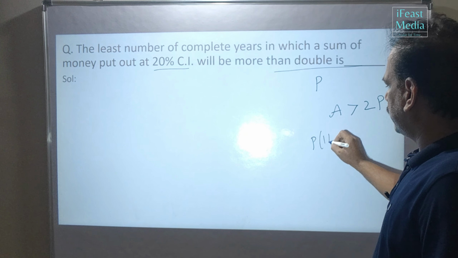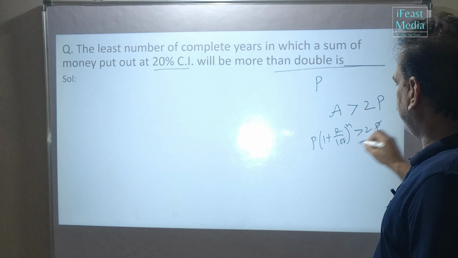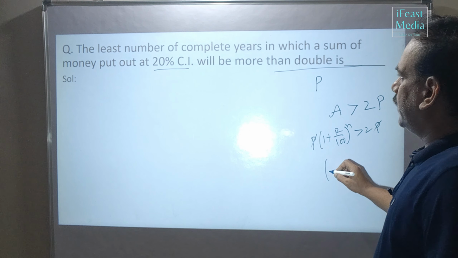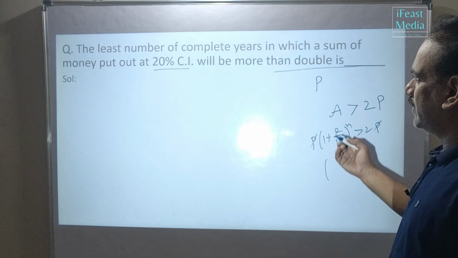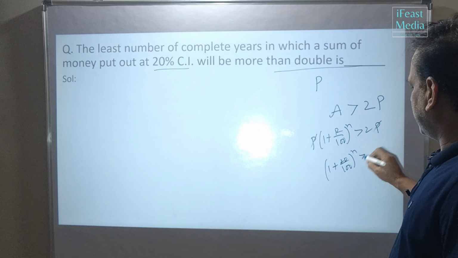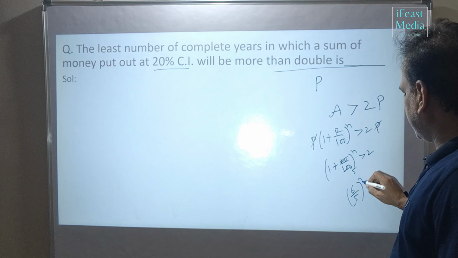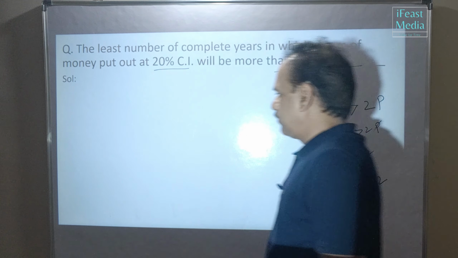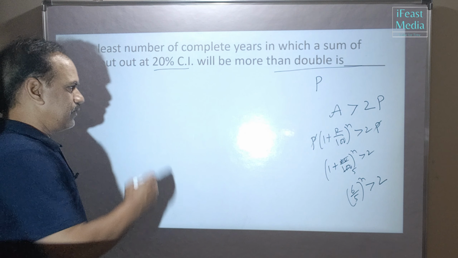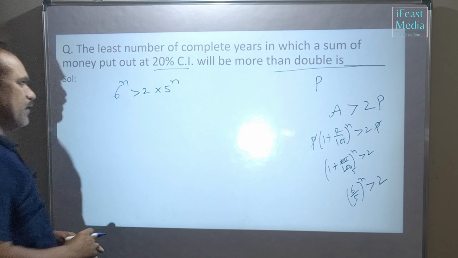What is the amount? P into (1 plus R by 100) whole power n, greater than 2P. P gone. What is R? R is 20% per annum. So (1 plus 20/100) whole power n is greater than 2. This is 6/5, whole power n, greater than 2. So 6 power n is greater than 2 into 5 power n.